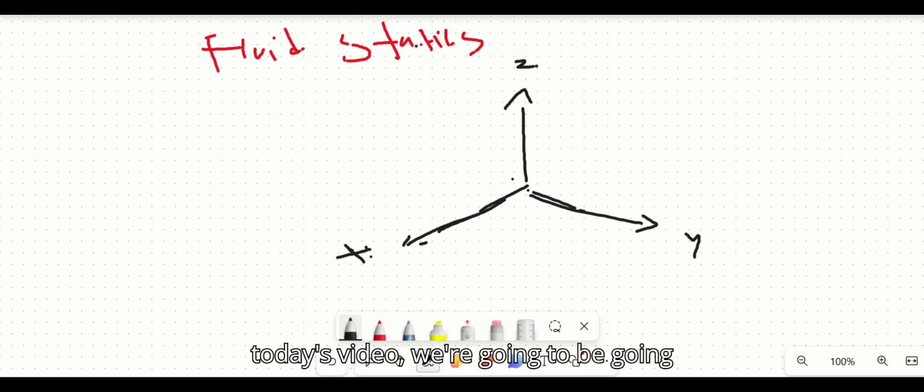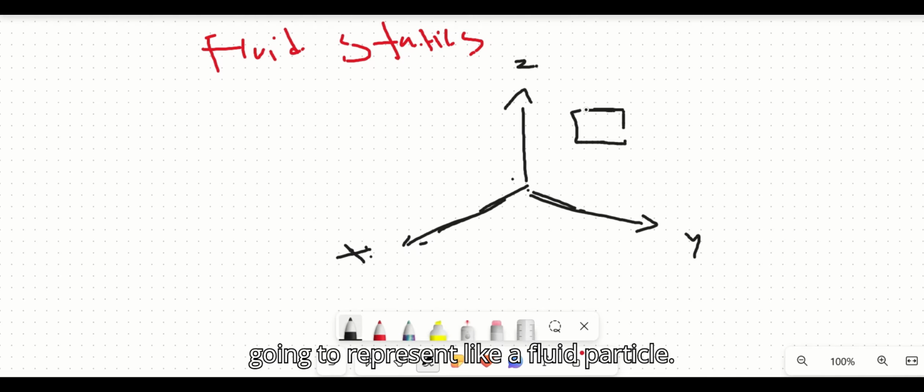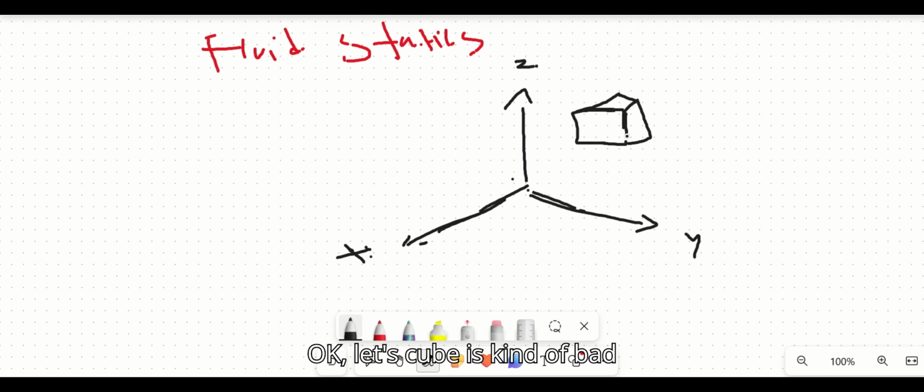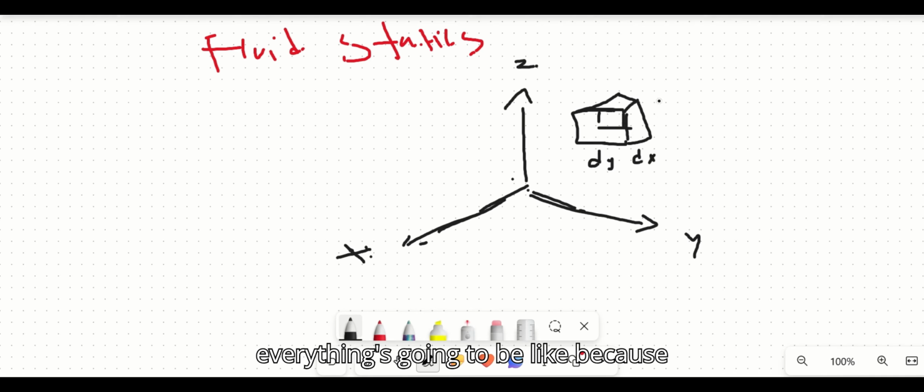In today's video, we're going to be going over fluid statics and the governing equations for fluid statics. So first things first, I'm going to draw this little cube, and it's going to represent a fluid particle. Okay, this cube is kind of bad. We'll give it a width, length, and height, and because it's a small particle, everything's going to be infinitesimally small. So we're going to have it in terms of dx, dy, and dz.